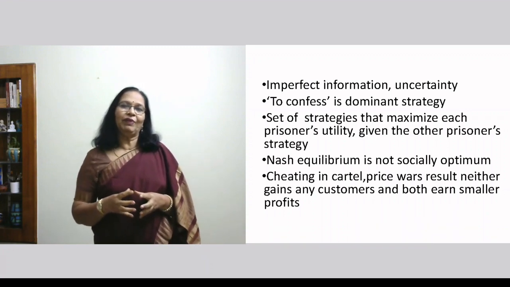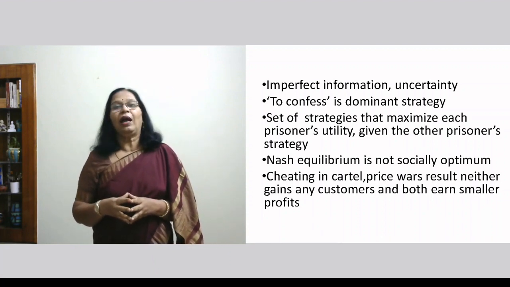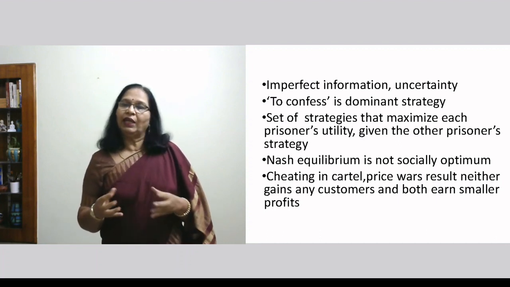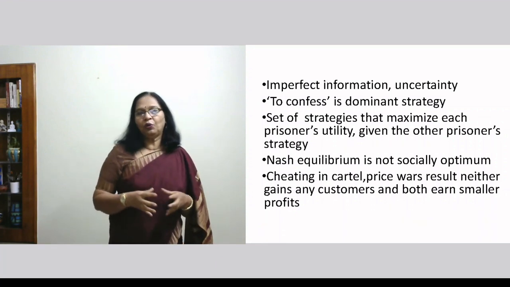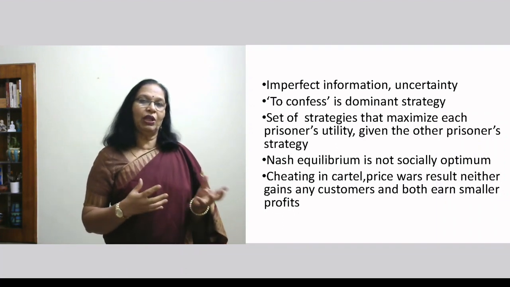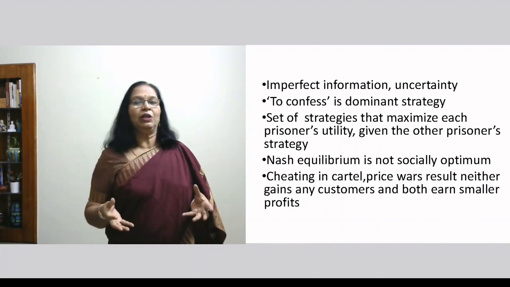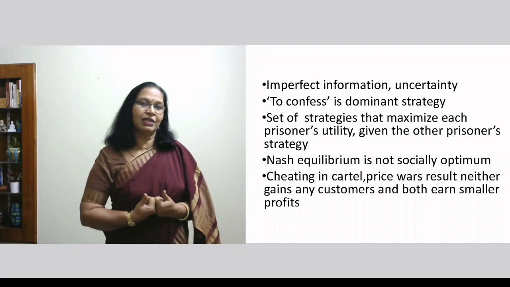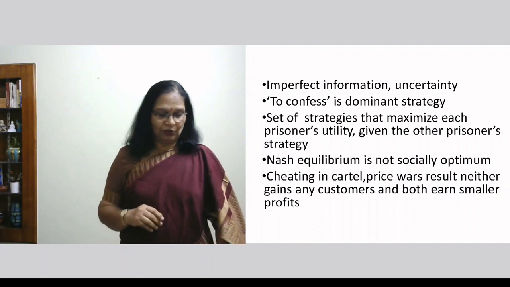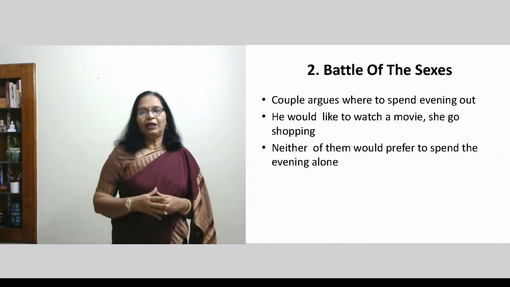Now, this can happen when we talk about cheating in a cartel. It can happen in a price war, and when they cheat or bluff in a cartel, what happens? Neither of them actually benefit from it, nor do they gain customers, and both will start earning smaller profits. So the question for them is, should they cooperate or not? If information is symmetrical between the two, they can. But in most cases, information is not symmetrical, so it may not be possible to come to this kind of a conclusion.